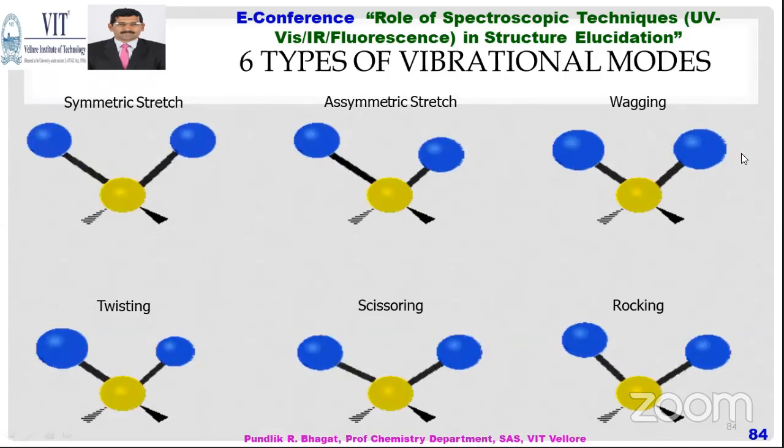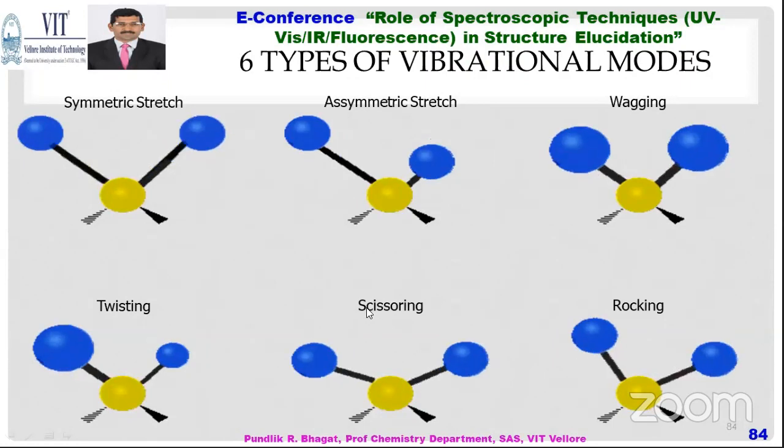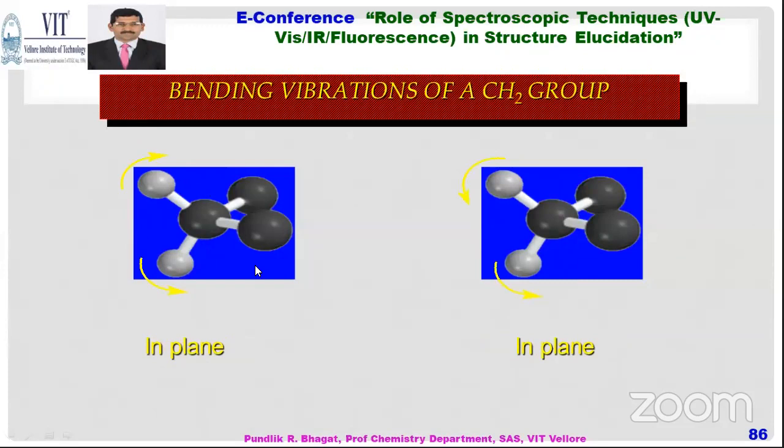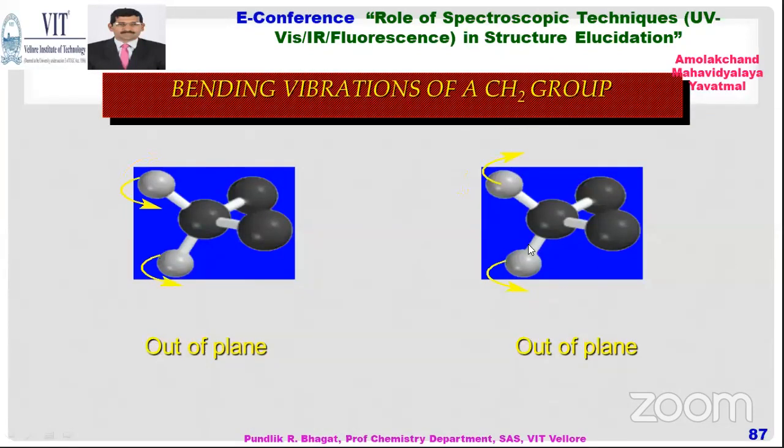Another, the pictorial two-dimensional picture I wanted to show. So this is symmetric stretching and this is asymmetric stretching. So here both either will go away from each other or they will come closer. So this is symmetric and this is asymmetric. Similarly, this is in plane. So they will not move out of the plane. All the atoms will remain in the plane only. But here, next one, it is shown out of plane, both are going out of plane because they are going in the opposite direction. So this is also out of plane.